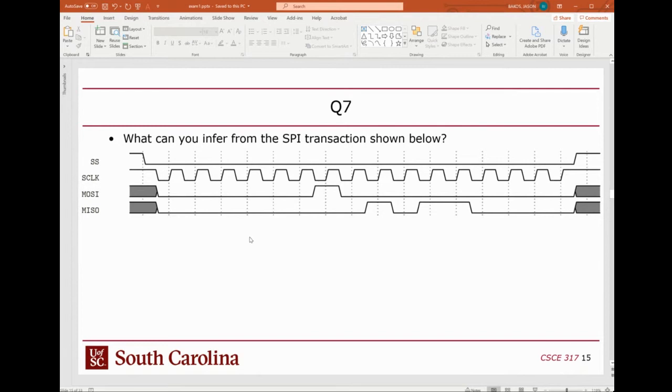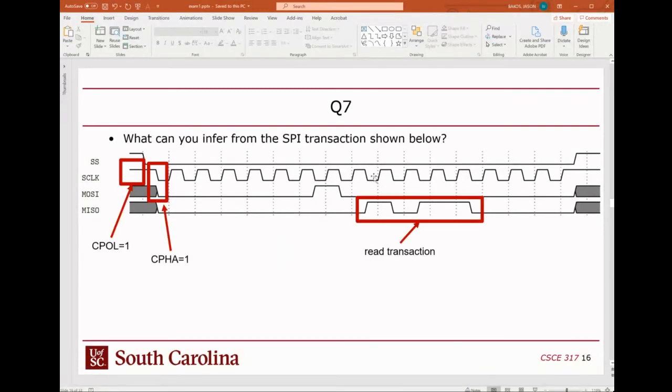Okay, question 7. What can you infer from the SPI transaction shown below? So this is kind of an open-ended question, obviously, but you have to evaluate each of the options to figure out which one makes sense. If you look at this, though, even without looking at the options, you should notice that we have some traffic on MISO, which means that we've got data coming from the slave back to the master, which means it's probably a read. I say it's a transaction, and there's obviously 16 bits here, 16 clock cycles.